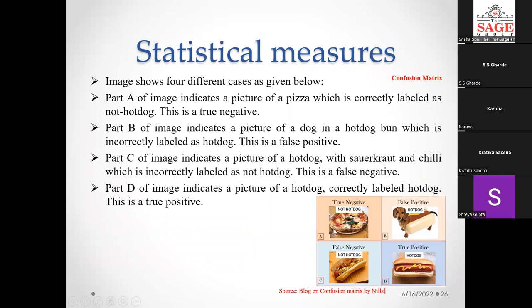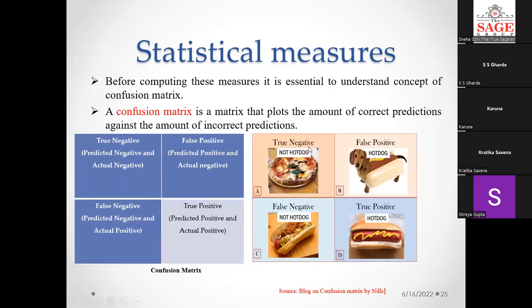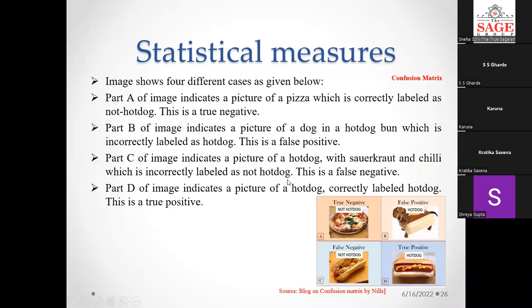Okay, look at this. Here, this is the part A image. Is it a hot dog? It is not a hot dog. That means part A image indicates a picture of pizza. It is pizza, not a hot dog. It is pizza, which is correctly labeled as not hot dog, because it is definitely not a hot dog.